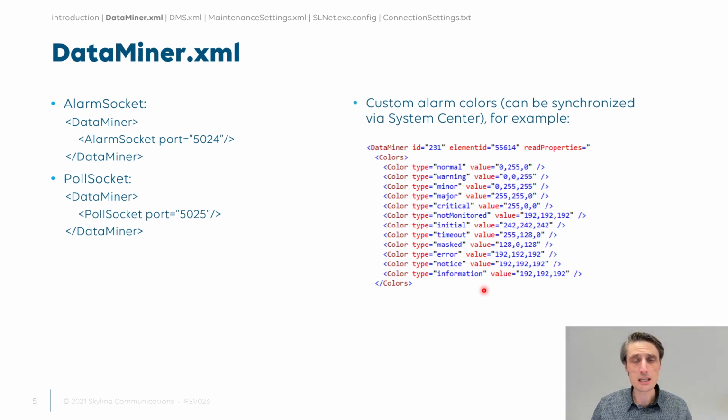If you want to change that, how can I do that? Well, you can do that over here, and you can specify for all of those alarm levels, or timeout and masked, and everything is in there, a specific RGB value if you want to overrule or change a color. You save it like this format in the DataMiner XML, you restart DataMiner, and the new colors will apply.